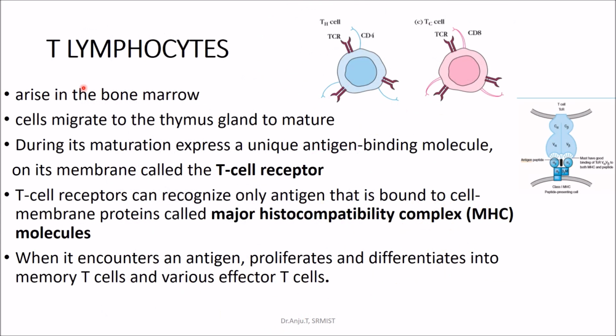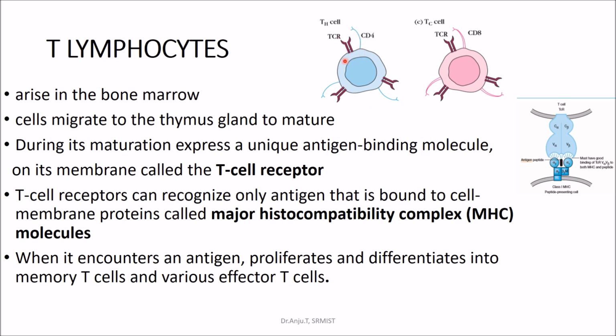T lymphocytes are the lymphocytes which arise in the bone marrow. They originate in bone marrow but later migrate to another gland called the thymus, where they get matured.